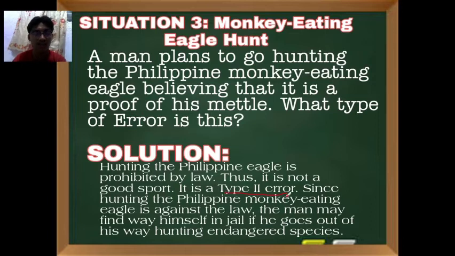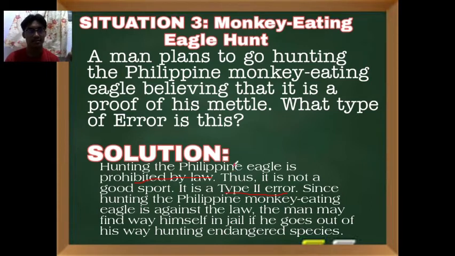Ayun na nga. Type 2 error since it is prohibited by law. Since hunting the Philippine monkey-eating eagle is against the law, the man may find himself in jail. Maaari siyang makulong. If he still claims to hunt the Philippine monkey-eating eagle, rather, against the law. Ano ba nangyayari pagka sumusuway tayo sa batas? Diba nakukulong, may parusa. So, yun lang din.